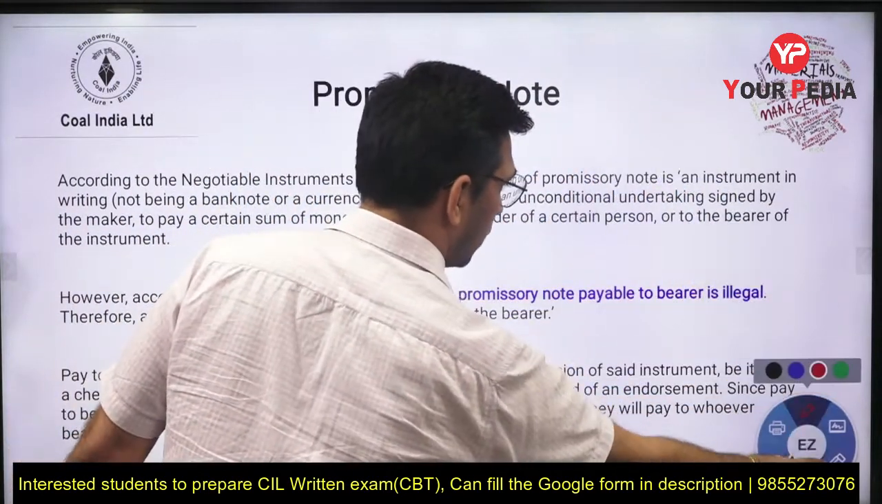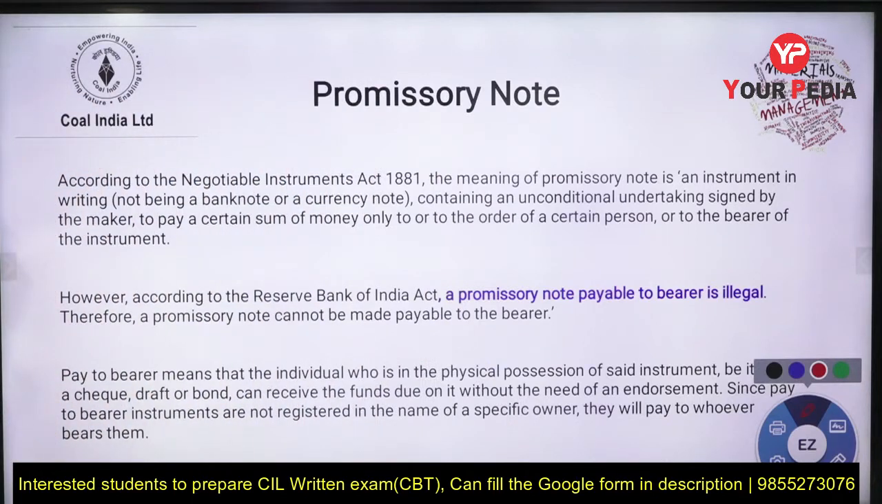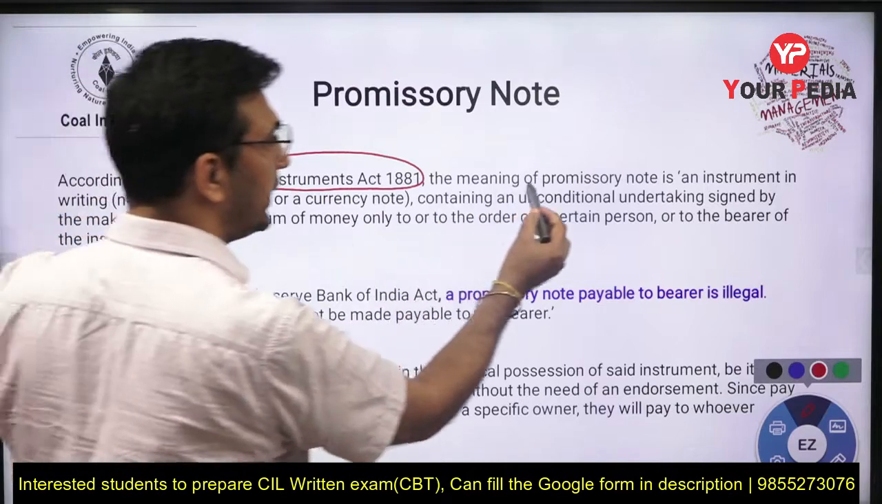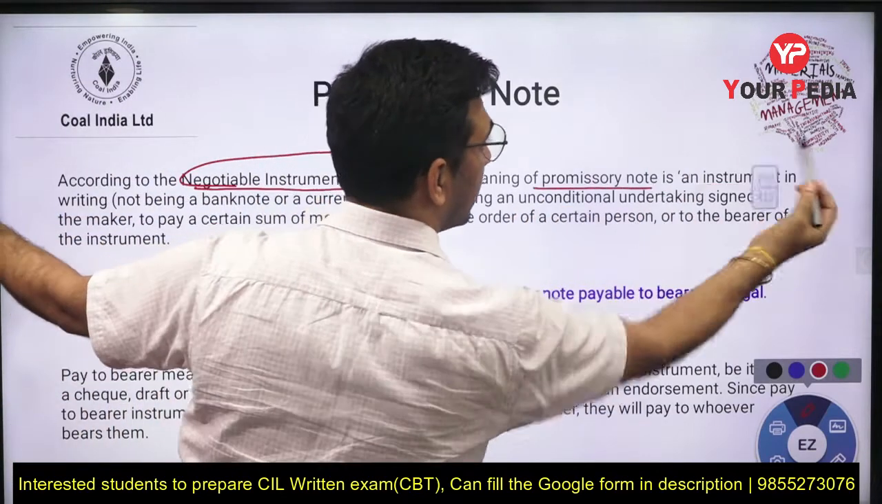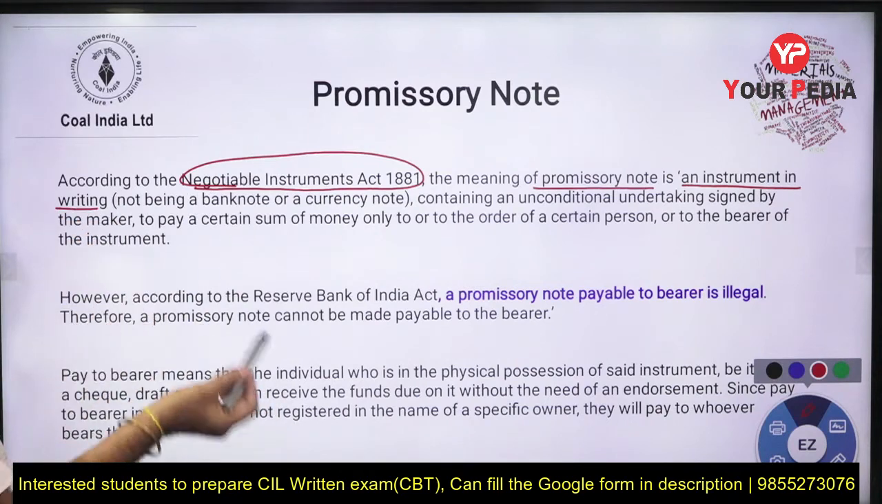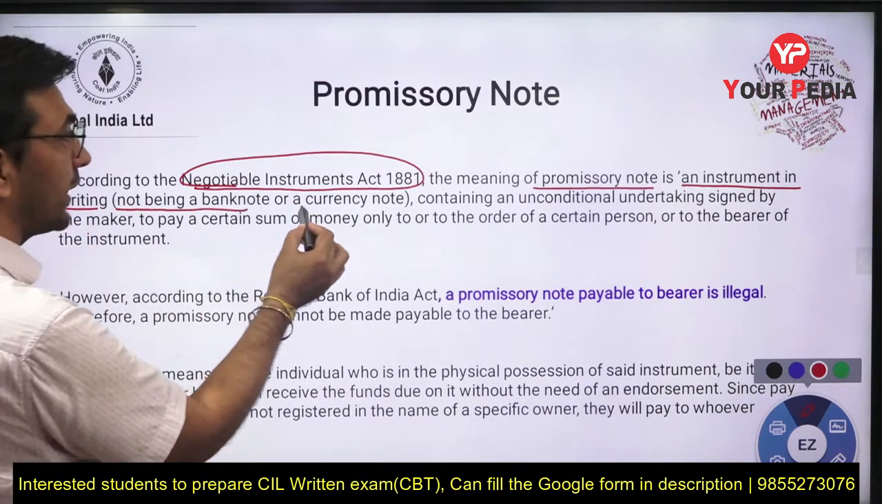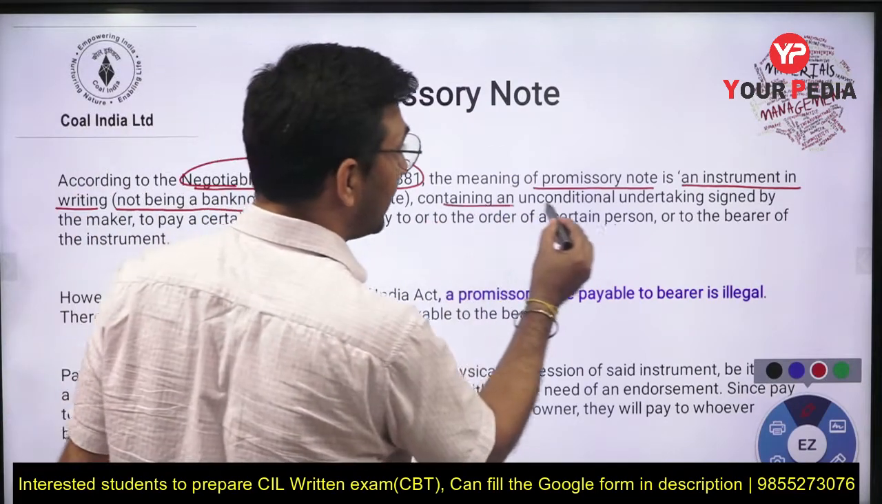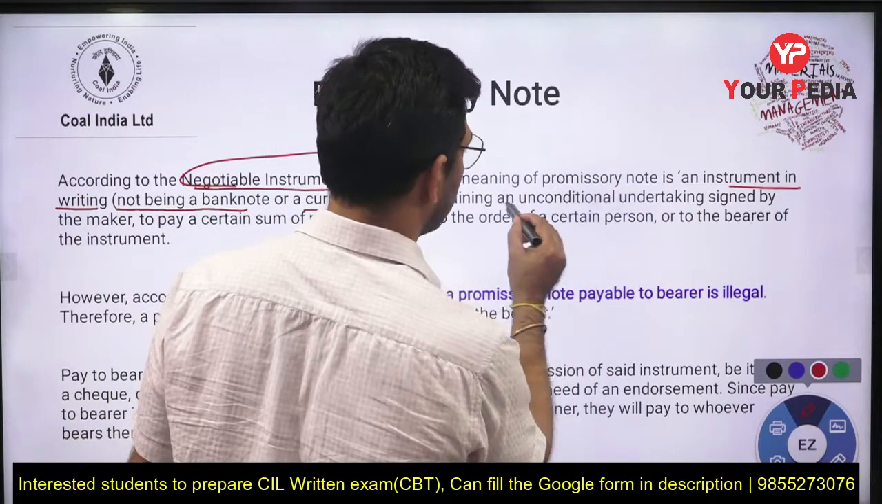Now you will understand this whole sentence, what they have mentioned over here. According to the Negotiable Instruments Act 1881, the meaning of promissory note is what? An instrument, a document in writing, it cannot be verbal, not being a bank note or currency, obviously currency note or bank note it is not, containing an unconditional undertaking. Now just have a look over it.